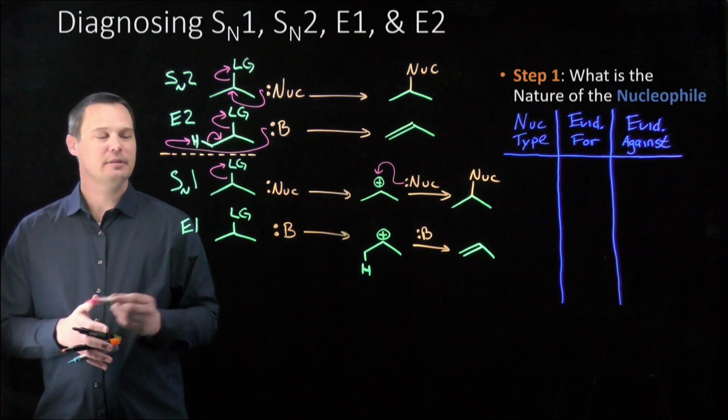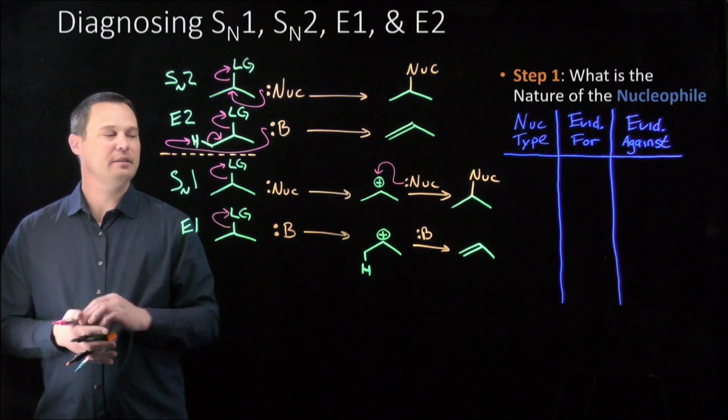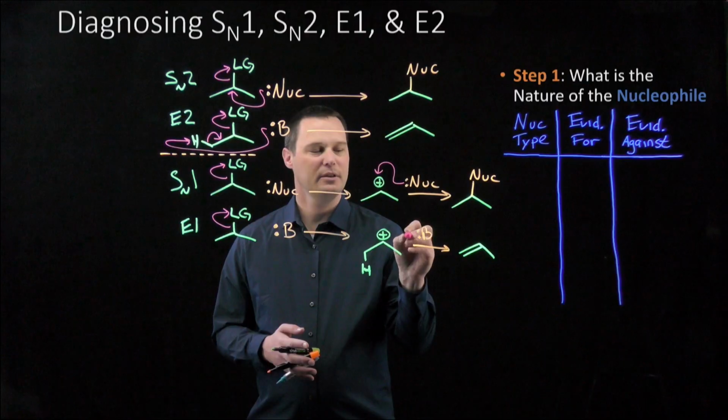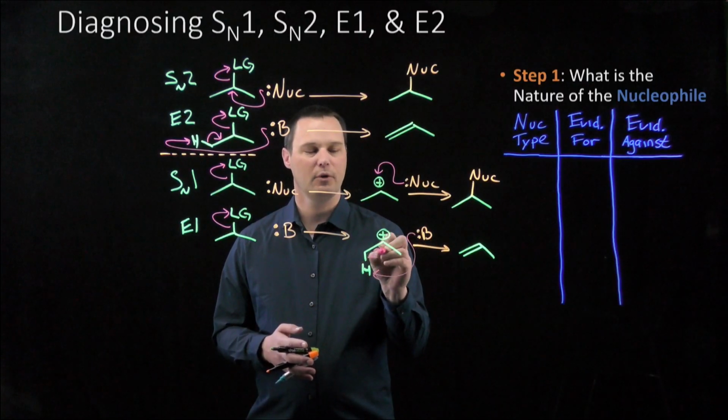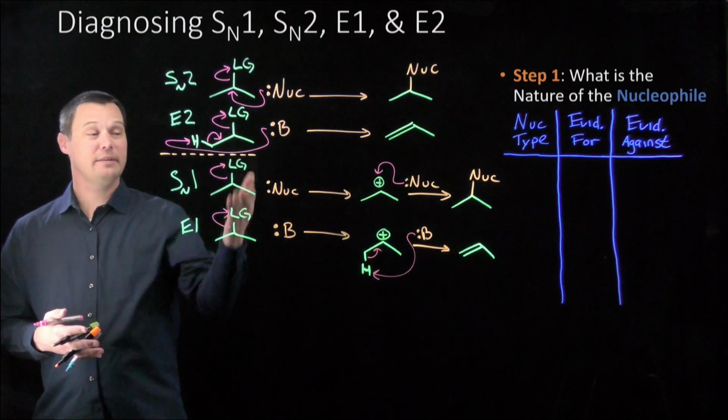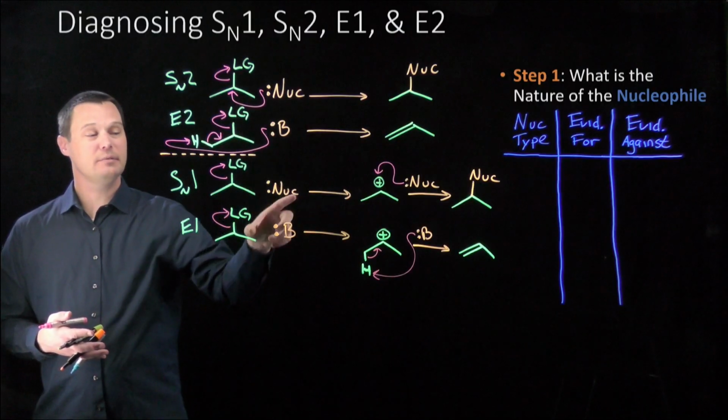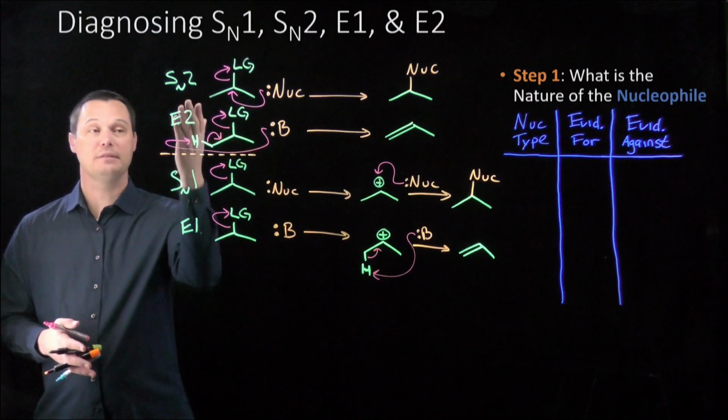In the E1 reaction, the same thing happens. The leaving group spontaneously leaves to form the carbocation. Then, the base can use its lone pairs to take the beta hydrogen and form the double bond in our product. So just by looking at these generic conditions, we can already start to see some personality differences in the nucleophiles and bases for the various reactions.